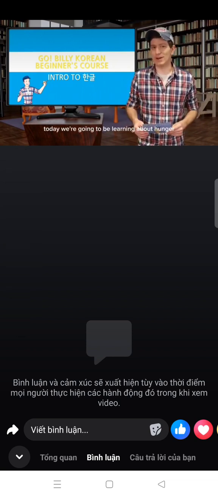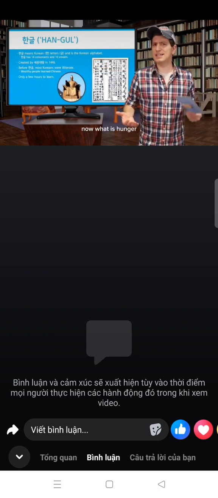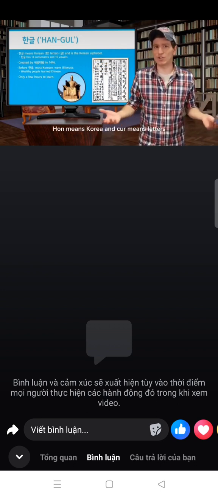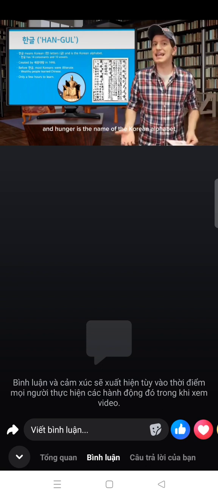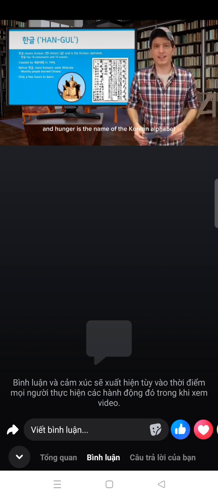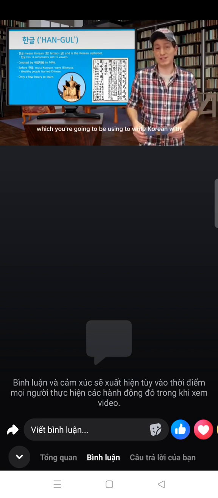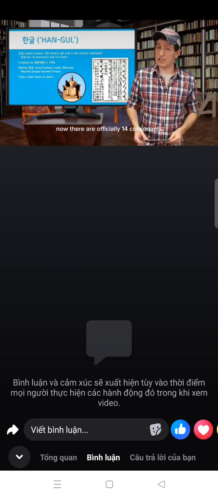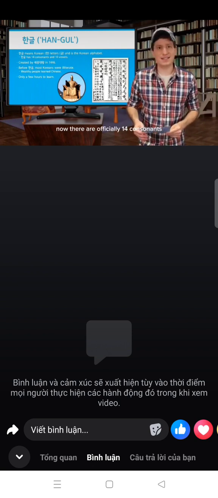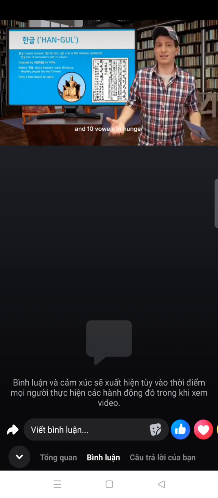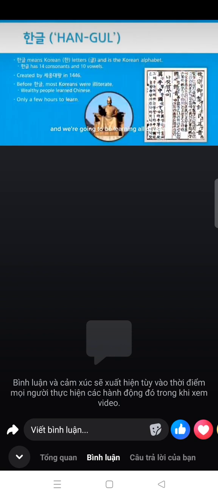Today we're going to be learning about Hangul. Now what is Hangul? Han means Korea and geul means letters. And Hangul is the name of the Korean alphabet, which we're going to be using to write Korean with. Now there are officially 14 consonants and 10 vowels in Hangul, and we're going to be learning all of them.